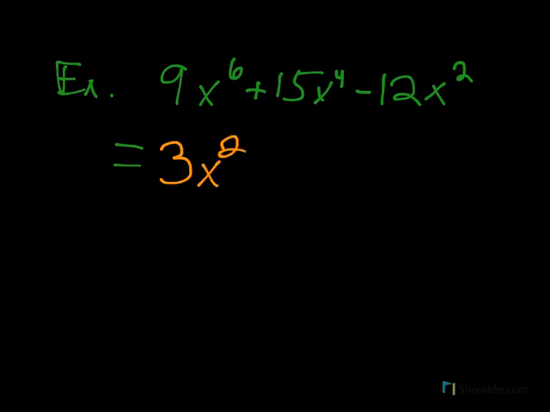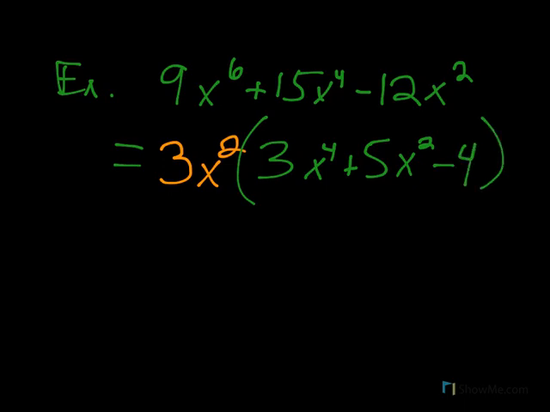Open parentheses. Now what do we do? We divide. 9 divided by 3 is just 3. 6 minus 2 is x to the fourth power, plus, remember we subtract the exponents, 15 divided by 3 is 5. Subtract the exponents, that will be x squared. There's a minus sign, so minus. 12 divided by 3 is 4, and x squared just cancels because we factored it out. That is my answer.